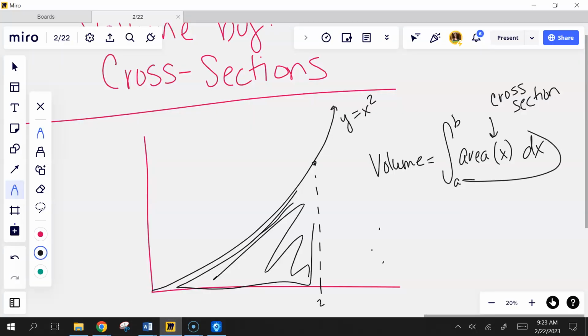This is the hardest part, coming up with the area of the cross section. So we have to think about things like, how do you find the area of an equilateral triangle? How do you find the area of a circle? How do you find the area of a square? Things like that, because that's where it's going to come in.